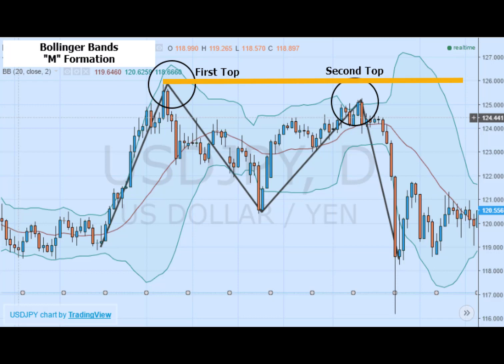In a classic M top, the first high either touches or is outside of the upper band. The price reacts by dropping close to the middle band, the moving average, and the second high touches inside the upper band. The second high can be higher or lower than the first high. The fact that the second high is within the upper band suggests that it is a lower high on a relative basis. For many traders, this second high signals a sell.